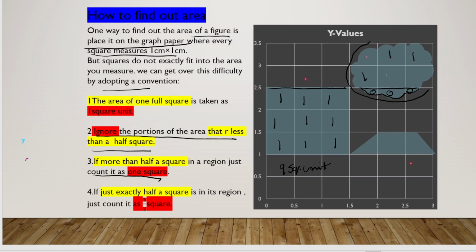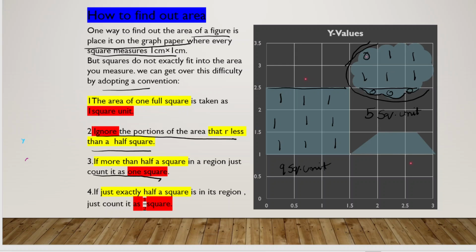All these parts can be counted as 1 square unit, and here it is less than half a square, so we can ignore this part. So from this we can say that the area of this figure is 5 square units because it exactly occupied the 5 squares of the graph sheet.